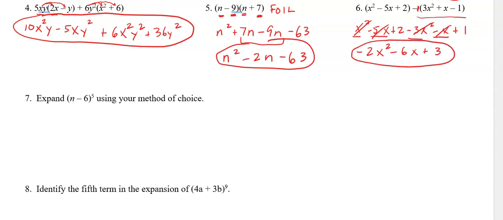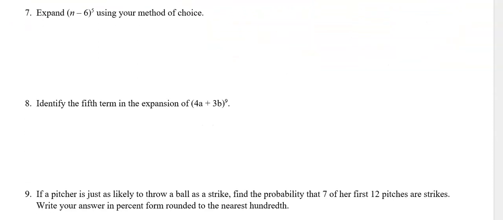All right. Jumping to number 7, it allows you to choose either Pascal's triangle or the binomial theorem. So I guess I'll work this one out in both ways, or at least I'm going to work it out using Pascal's triangle. So make sure you understand how to make the triangle. And then I'll show you how the binomial theorem could be used, and it's very similar.